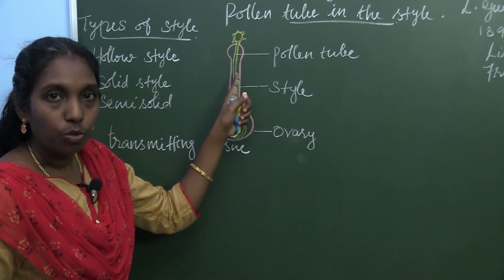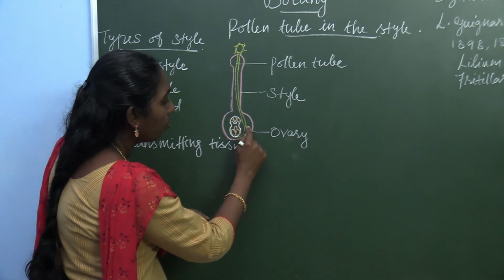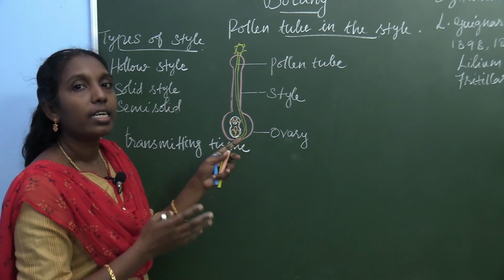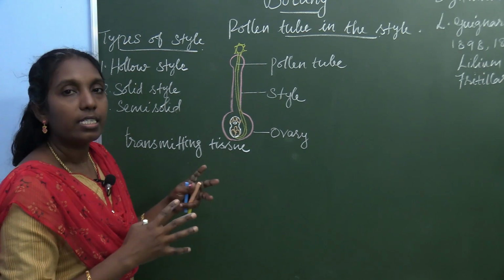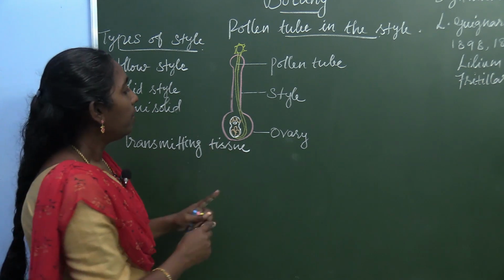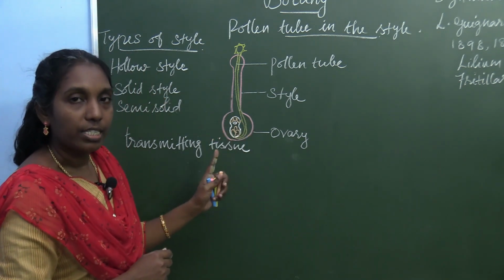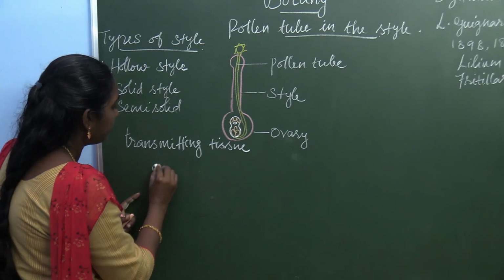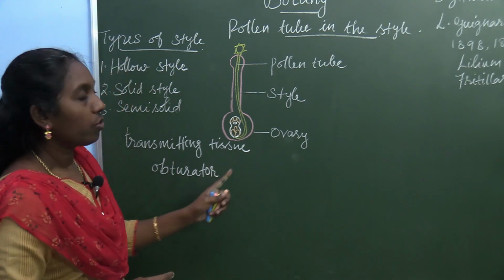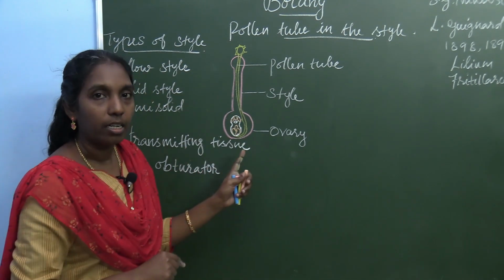So, this pollen tube, when it travels along the stylar region and the ovary and towards the micropylar region, is due to the chemotropic substance. There is a chemotropic substance, due to this it leads to the entry of this. But when it moves towards the micropylar region, there is a structure called obturator. This obturator guides this pollen tube to enter through the micropylar region.